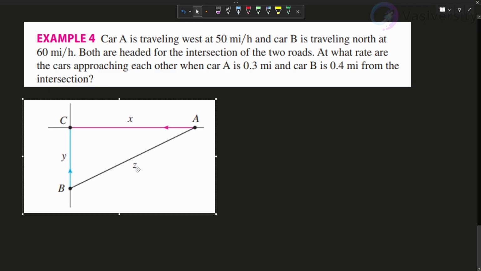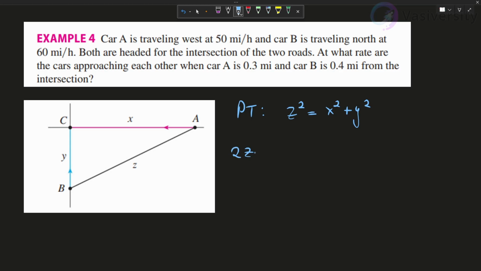So we're interested in essentially the Z hitting the point C, right? So how can we relate X, Y, and Z? Pythagorean theorem, which would state that Z squared is equal to X squared plus Y squared. But this time, Z is also a function of time. So if we take a derivative, we have to use the chain rule, right?